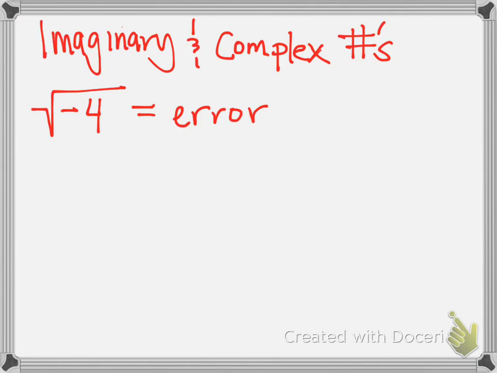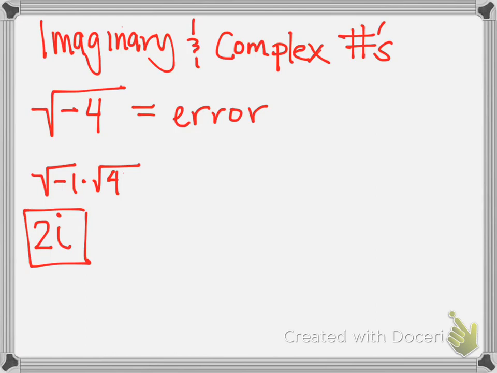So, how the mathematicians decided to deal with this is they called them imaginary numbers. How you deal with it is like this. So this answer would be square root of negative 1 times square root of 4. Well, square root of negative 1 is going to be defined as i, and square root of 4 is just 2. So the answer to this problem would be 2i.